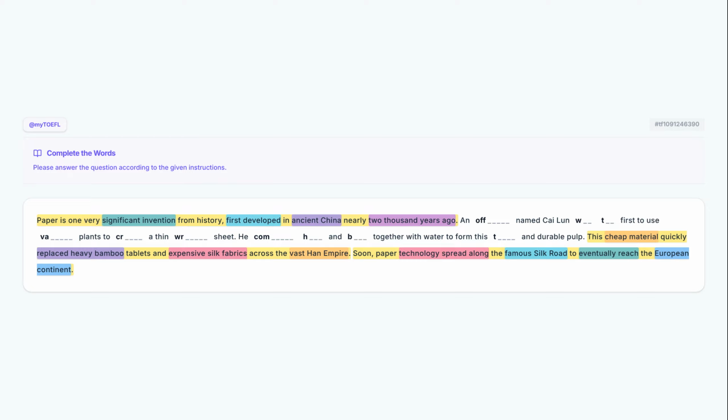Now, let's focus on the sentences that contain missing words. These sentences provide specific details about the inventor and the process he used. Use the surrounding context to predict the word that fits logically into each gap.